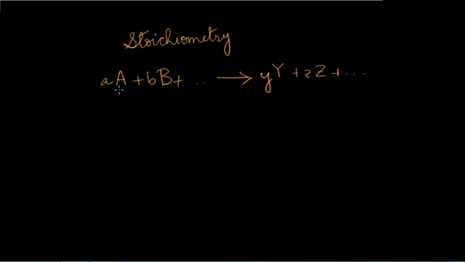Here capital A and capital B are reactants. This is how we represent chemical reactions. This is called the chemical equation. And capital Y and capital Z are the products.